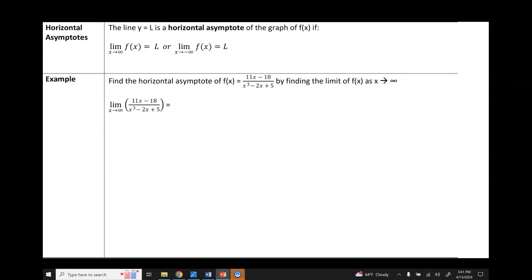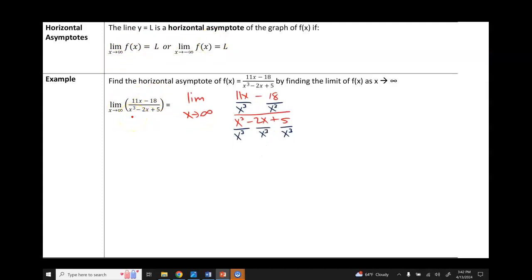Then lastly, the line y equals L is a horizontal asymptote, which is a horizontal line that the function approaches but never actually touches at infinity and negative infinity. So whatever the limit as x approaches infinity of f of x is, that is going to be the horizontal asymptote. Like in this case, we want to know what the horizontal asymptote is.